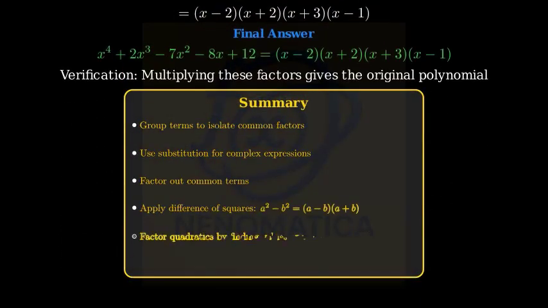Let's summarize the factoring techniques we used. First, we grouped terms to isolate common factors. Then, we used substitution to make factoring easier. We factored out common terms when possible. We used the difference of squares formula.